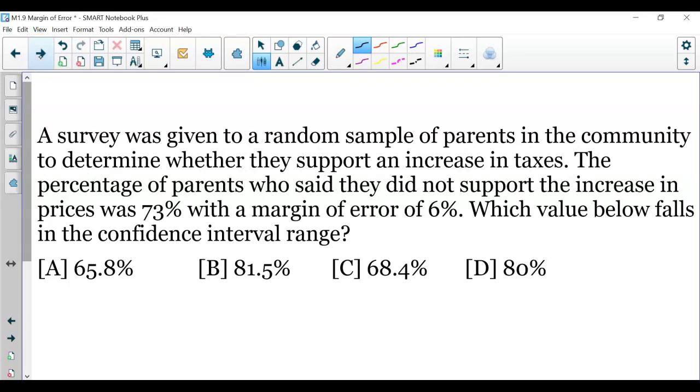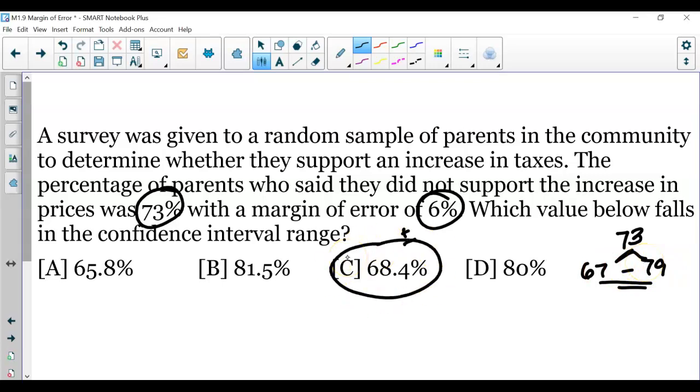And here we go. So the percentage of parents right now that don't support the increase in prices is 73%. But again, data is still coming in. So you have a margin of error of 6%. So this is 67% to 79%. So which of the values falls within this confidence interval? C, 68.4%.